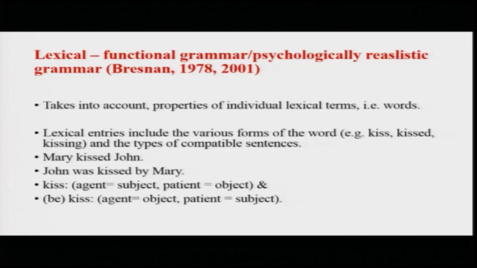So these lexical functional grammars typically take into account these individual lexical terms, that is, words. They are very concerned about how these words are being used, how the user is understanding these words. Say for example, it talks about these lexical entries, which by the way exist in many forms. Say for example, the word kiss, kissed, kissing, etc. This is just one lexical entry which can exist in these many forms. And then you can talk about the kind of compatible sentences which can be created using these different lexical entries.